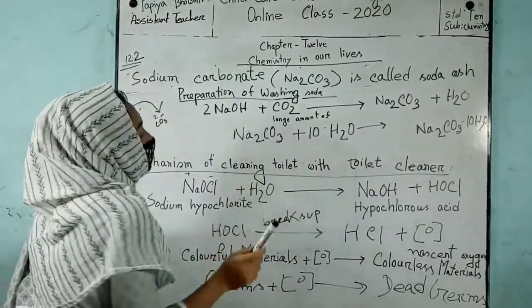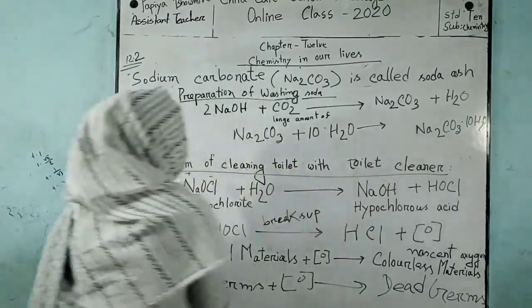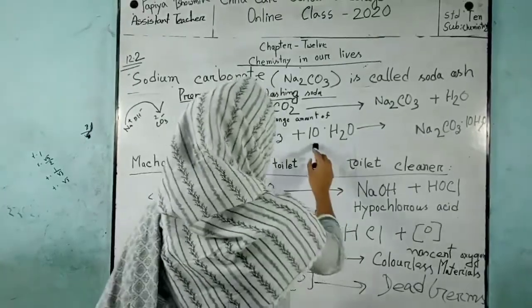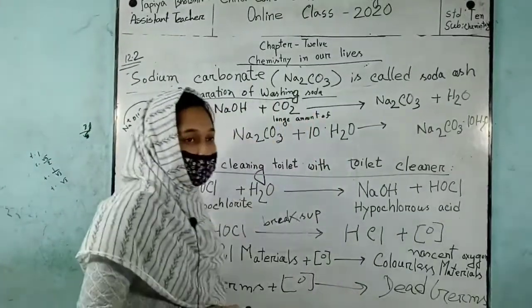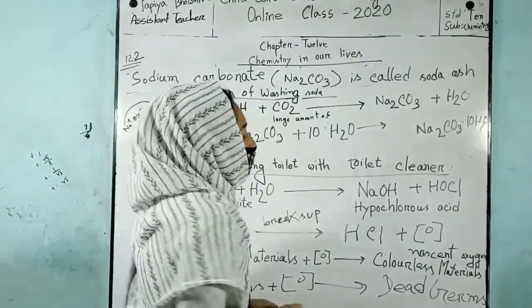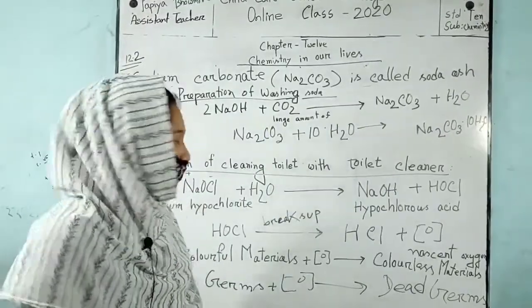In the second step, it is the reactant. Here it is the product, but in this second step it is a reactant which reacts with 10 molecules of water. This sodium carbonate is dissolved in water so that we can get our washing soda. Usually washing soda is used in washing clothes and many other things.